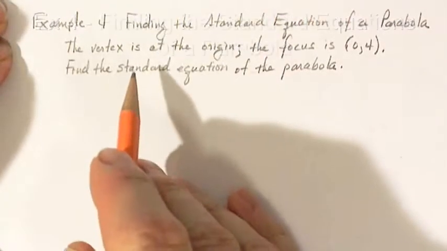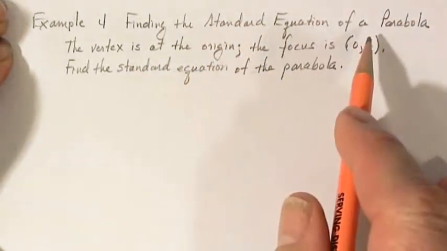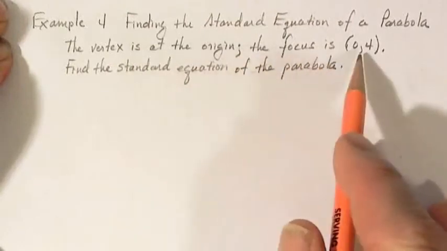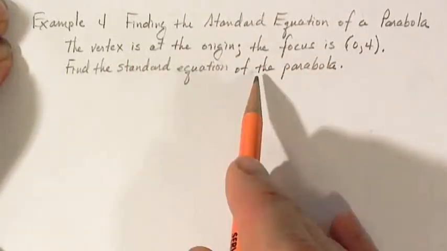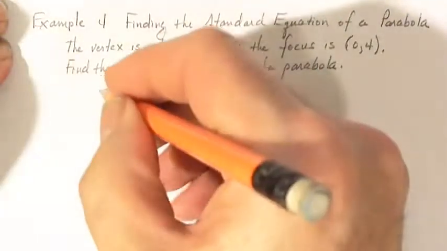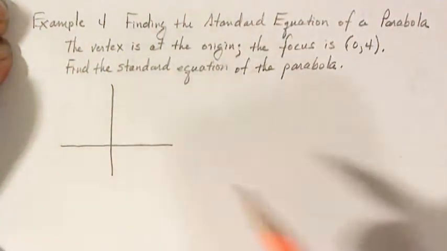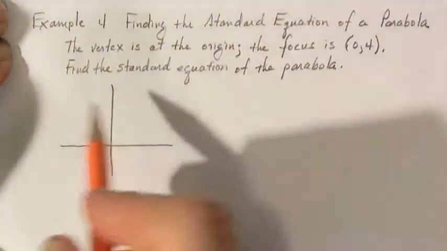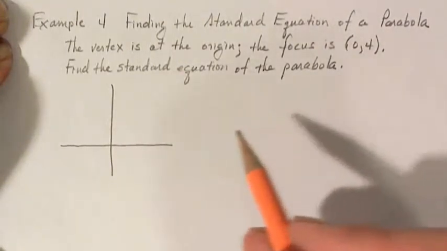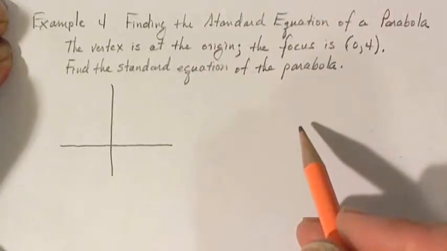Here's a typical problem you might be asked to solve involving the equation of a parabola. The vertex is at the origin, the focus is (0, 4). Find the standard equation. Okay, let's start by drawing a picture. Really, it's very important to do that with parabolas because you get to see which way the parabola is going, and because there's two equations, you get to see which one you should be trying to create.